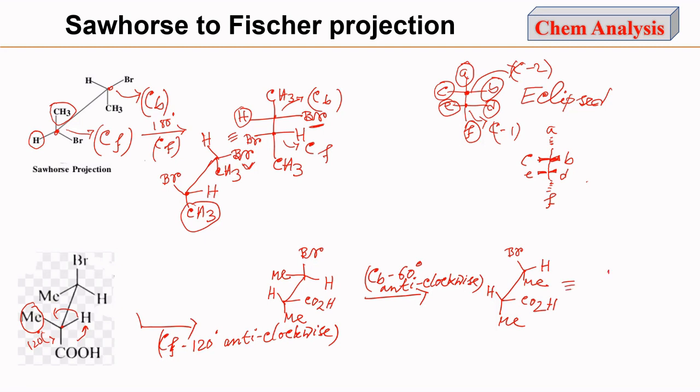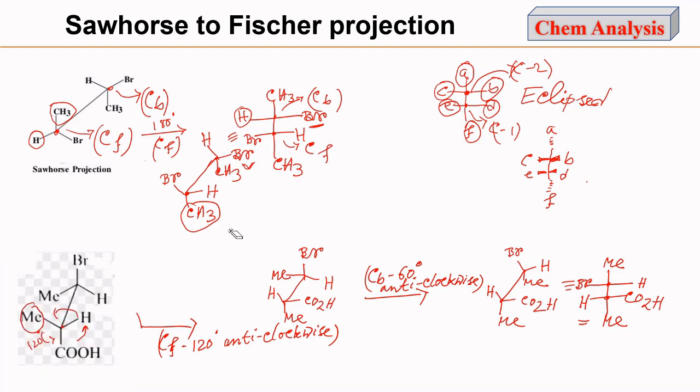If we draw the corresponding Fischer projection formula, then it will look like, that is, on the front carbon methyl is below the plane and CO2H group is on the right side, hydrogen on the left side, and on the back carbon hydrogen is on the right side, bromine is on the left side, and methyl is below the plane, so it will be on the vertical axis. This is the Fischer projection formula of the given Sawhorse structure. Now if we want to keep the CO2H group and bromine atom on the vertical axis, let's see what will be the structure in that case.